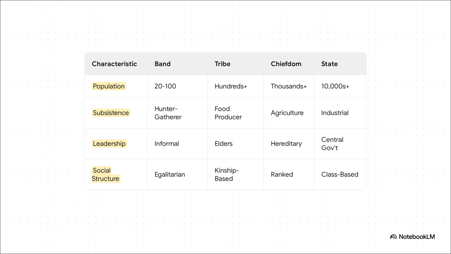Let's see how it all stacks up. And boom, here it is. This chart just lays it all out so clearly. I mean, just look at that population row. We go from a group that could literally fit in your living room to populations in the tens of thousands and beyond. And check out the leadership. It goes from totally informal, maybe the best hunter leads the hunt that day, to these formal, hereditary positions, and then bam, a full-blown centralized government. And maybe the biggest change of all, look at the social structure. We start out super equal, egalitarian, and end up with ranked, class-based societies. This chart right here, this is the whole story in one glance.